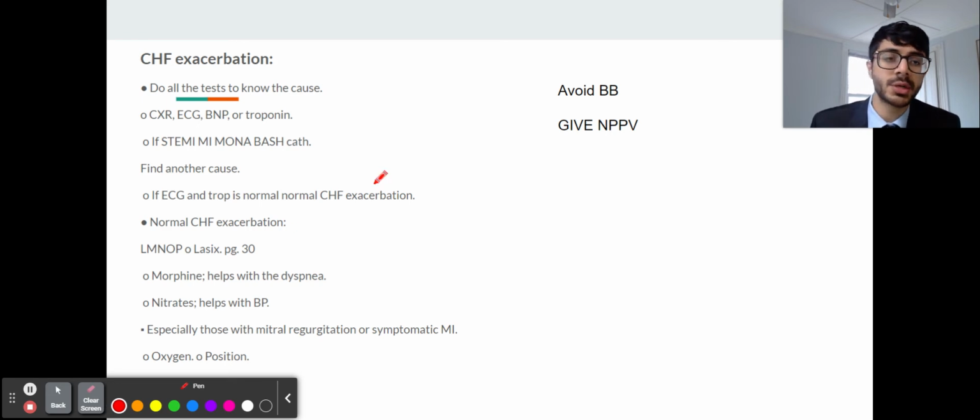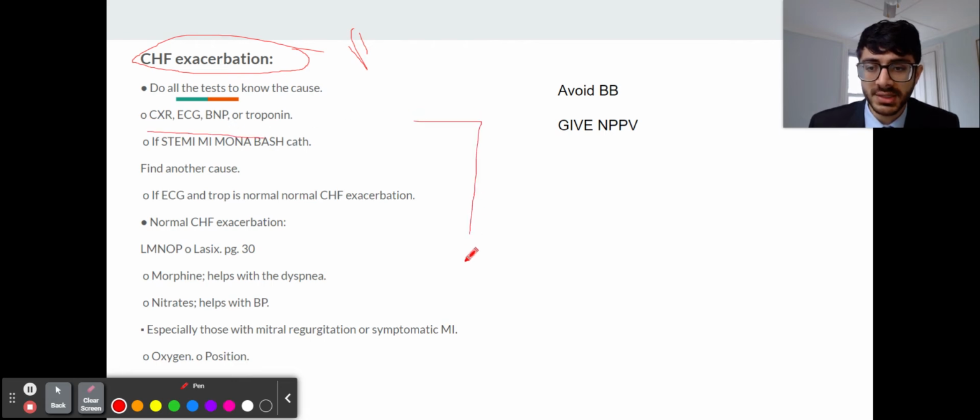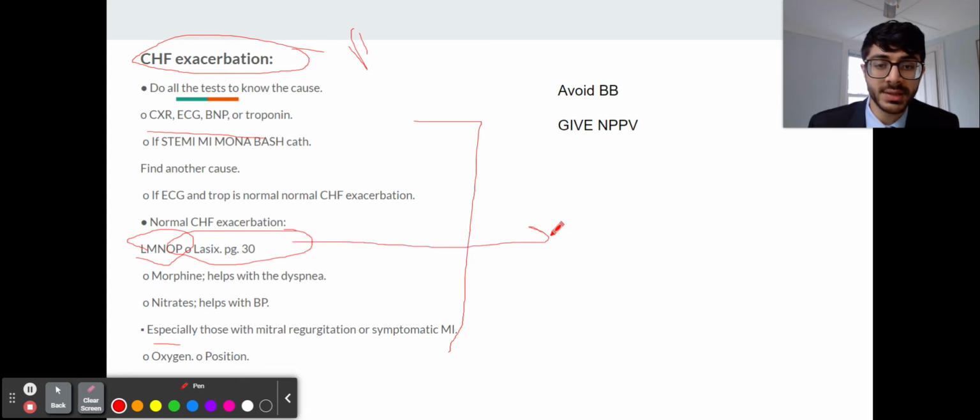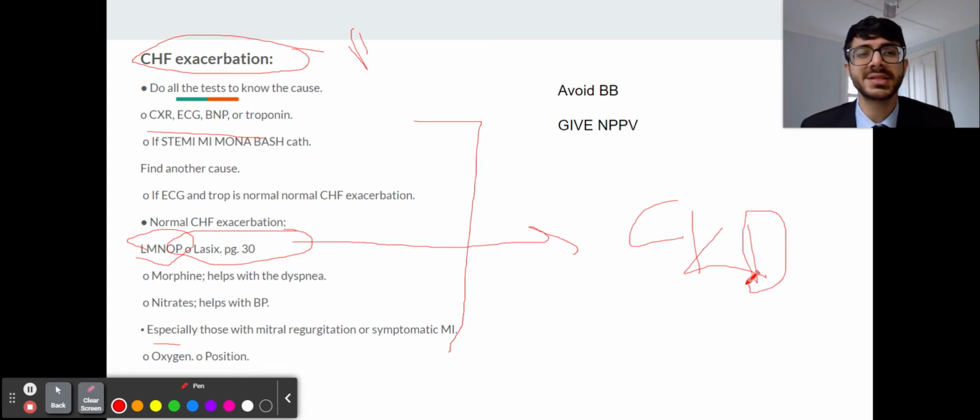Okay, then what if the patient comes in with a congestive heart failure exacerbation? This is probably reduced ejection fraction. You're going to order all these tests. You're going to give LMNOP. I really love this mnemonic. Lasix, morphine, nitrates, oxygen. Okay, question here. Do you give Lasix if he has CKD? If someone has a heart failure exacerbation and clearly they're in a volume overload state, do you give Lasix, and will Lasix improve his condition? Because Lasix is furosemide, it's a diuretic.